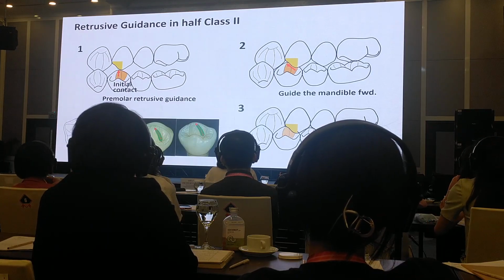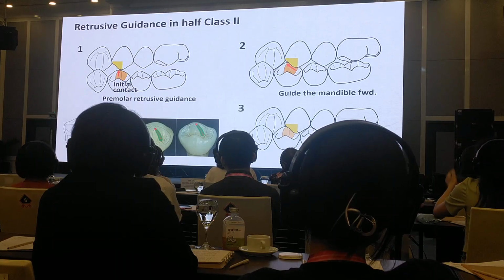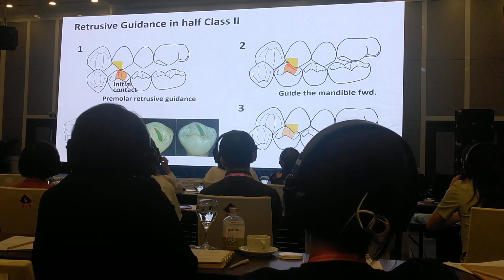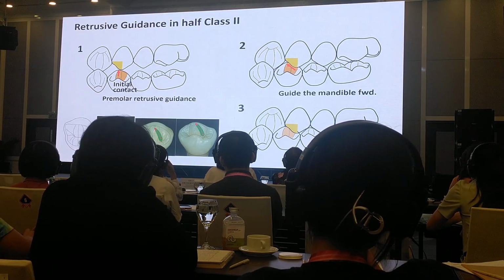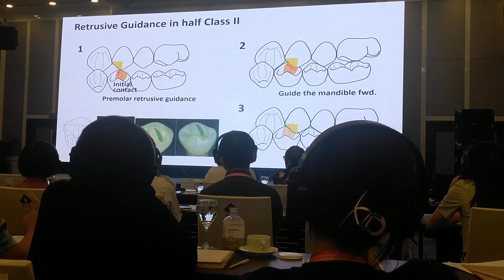Okay, don't forget, this is eruptive guidance, vertical growth. I think the most important step to adapt the mandible forward: increase in vertical dimension, change of occlusal plane, and also premolar guiding the mandible forward.